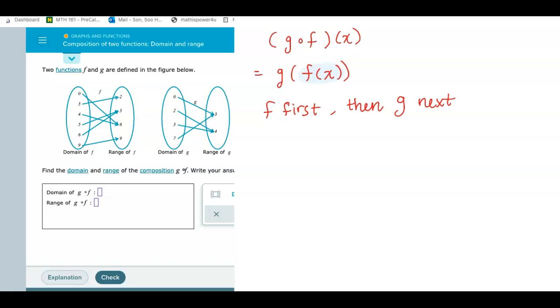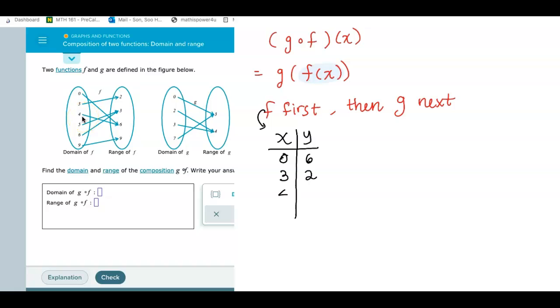So let me make my x and y table, and write down the x values for f first. This table is for f. Where's f? f has 0 going, following the order of the arrow, to 6. 3 is going to 2.